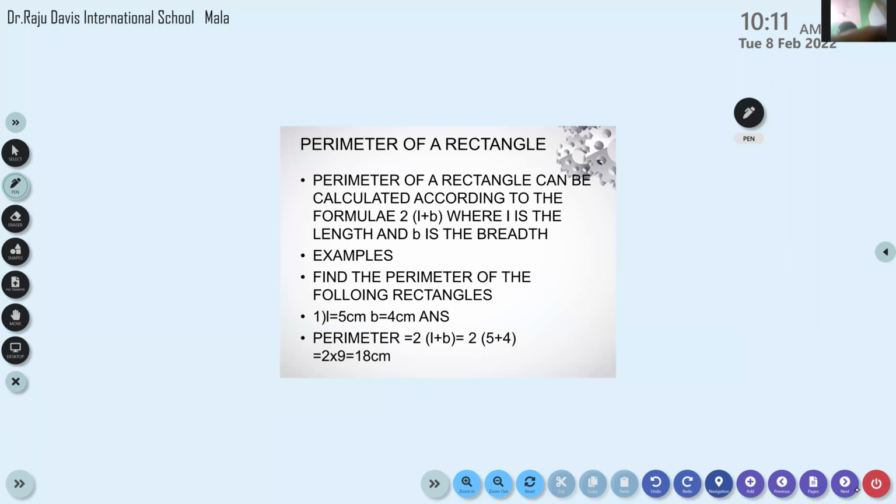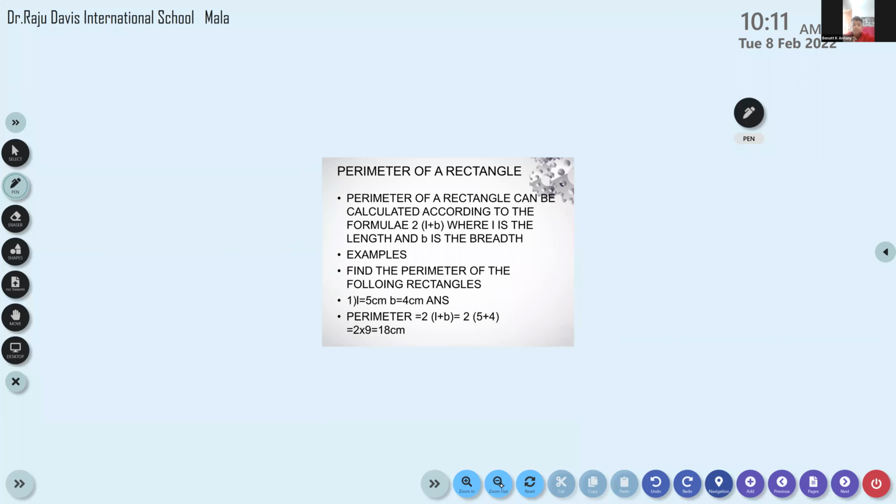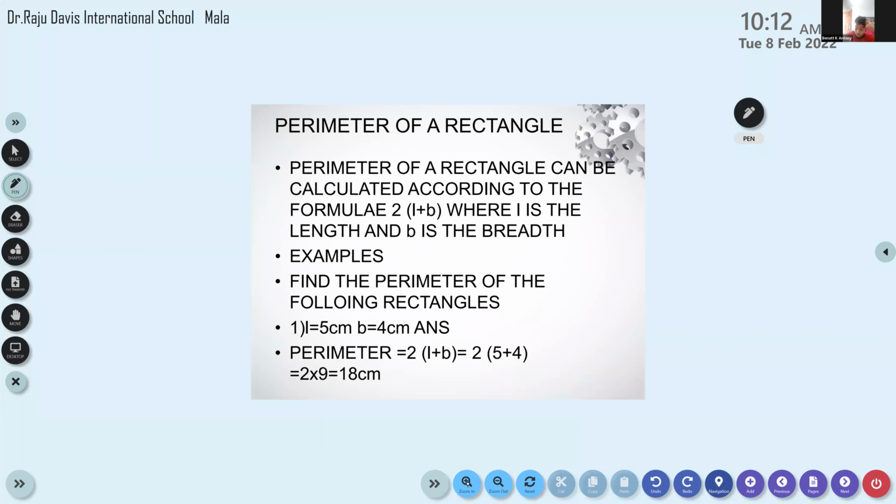I want to write. Yes, you have to write it. Perimeter of a rectangle. Perimeter of a rectangle can be calculated according to the formula 2 into L plus B, where L is the length and B is the breadth.